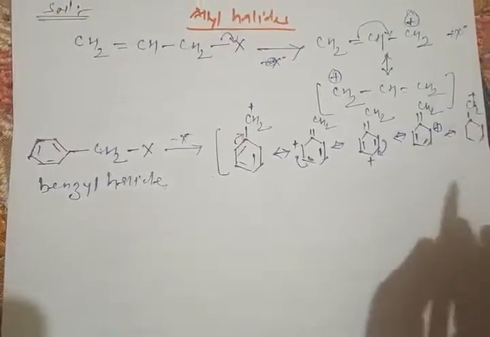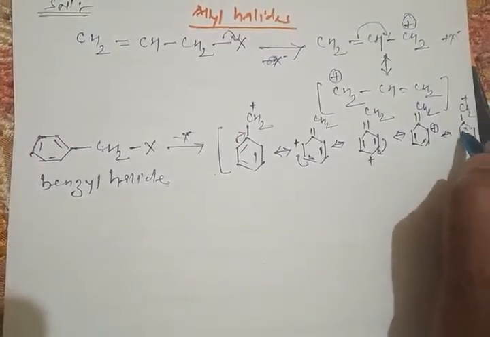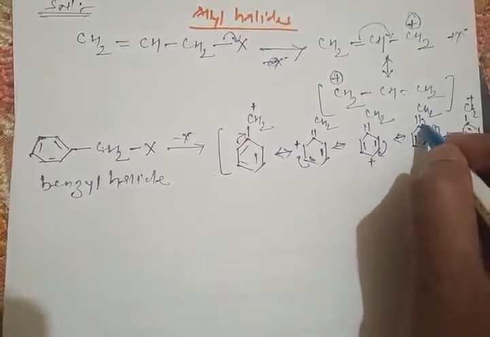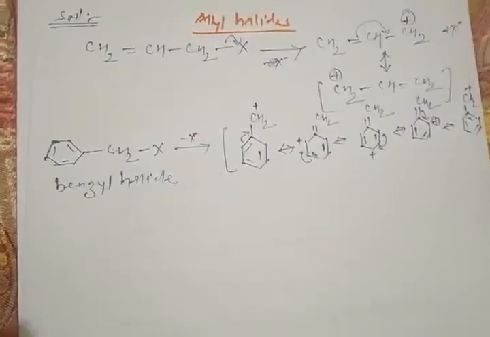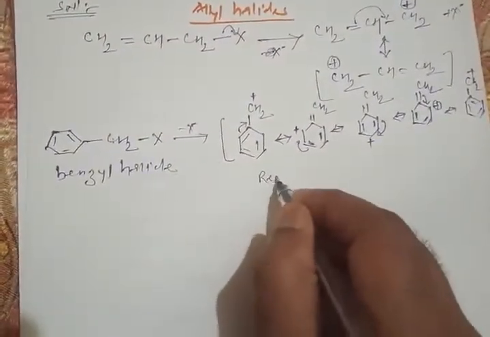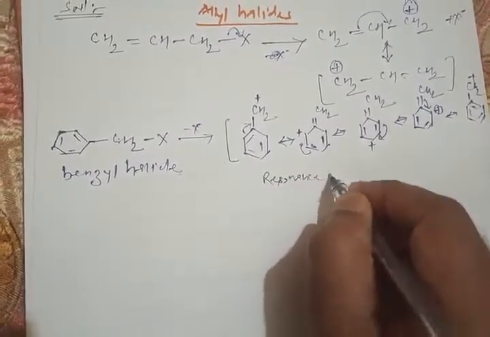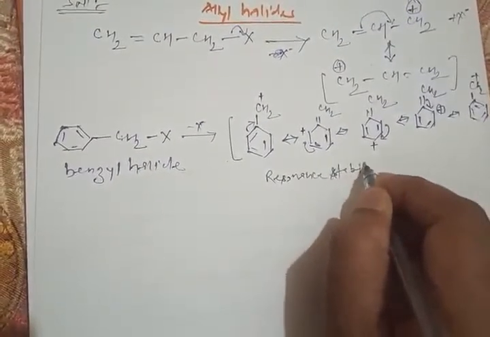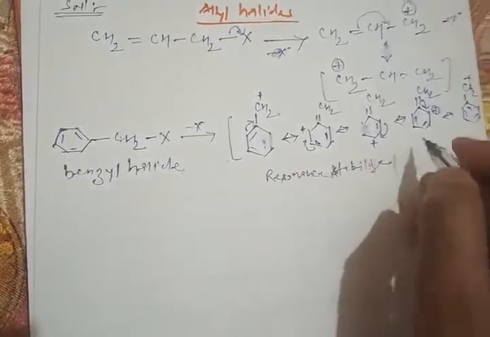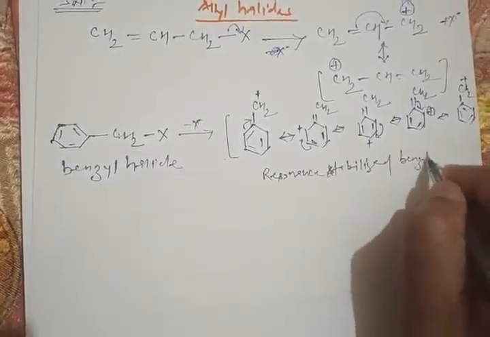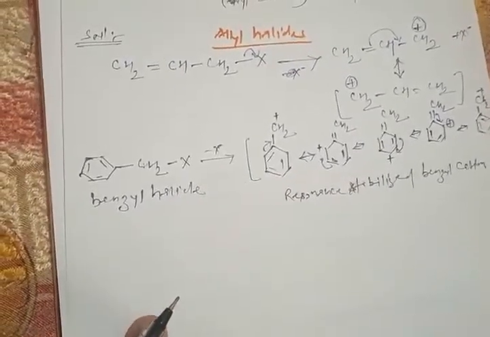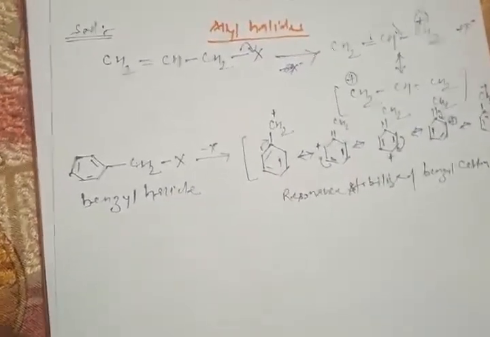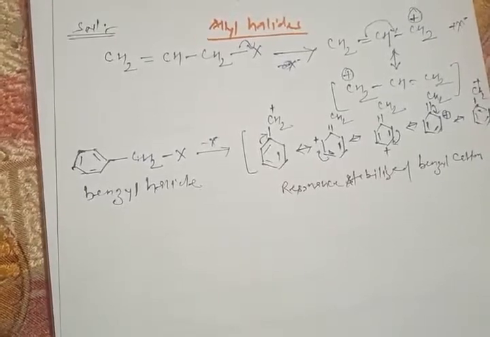CH2 plus. Okay, so this is the resonance stabilized benzyl cation. That means the allyl halide undergoes the SN1 reaction more readily.